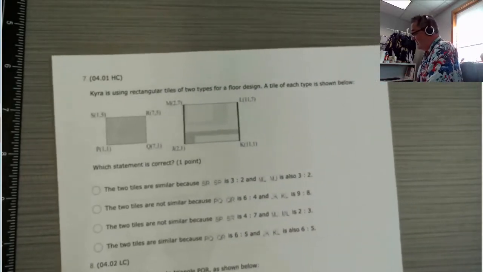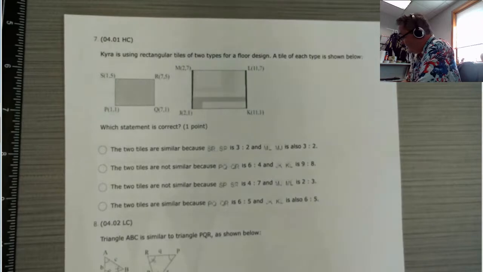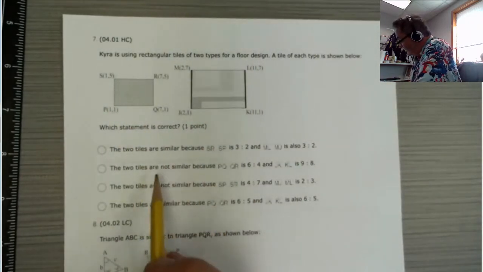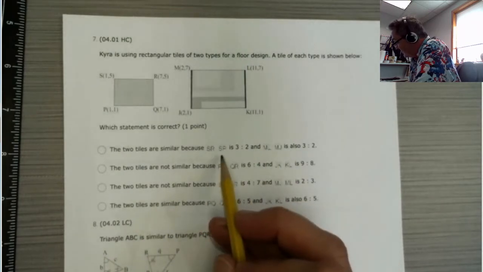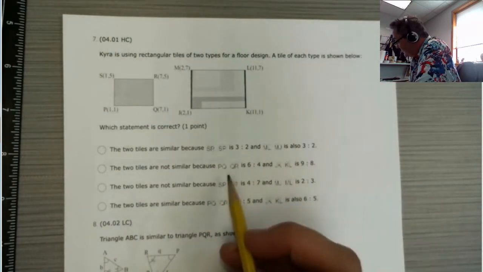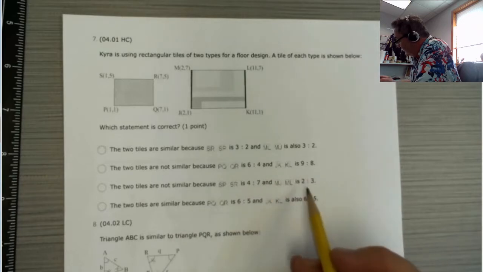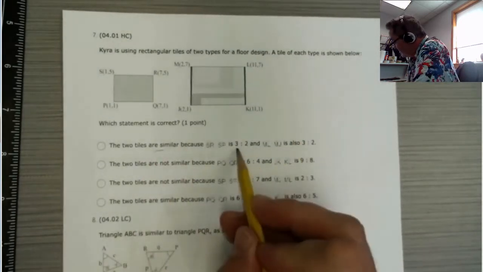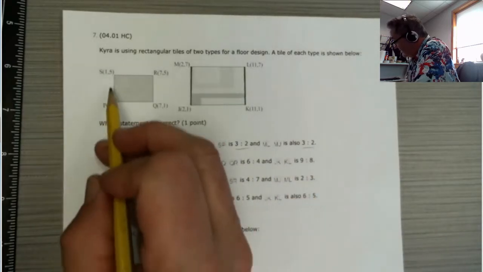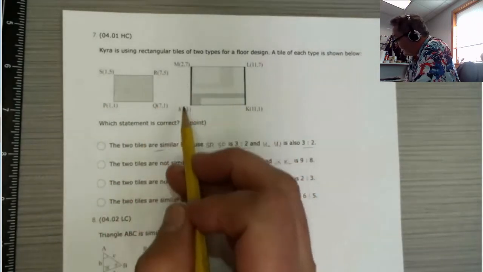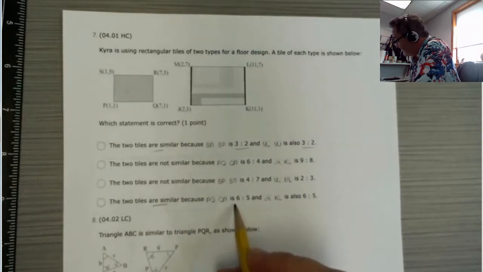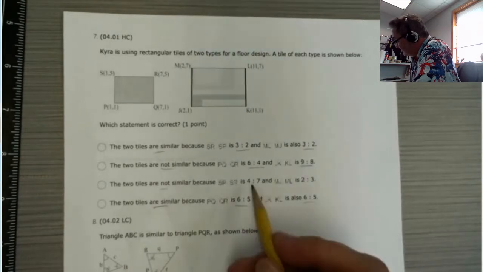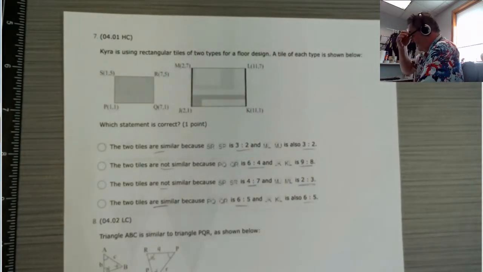Okay, number 7. Kyra's using a rectangular tile of 2 types for a floor design, and here's each shape. So we've got a plain one and then this patterned one here. Which statement's correct? They're similar or not similar because SR to SP is 3-2, and this is also 3-2, PQ to QR is 6-4, and so on. Okay, so we've got to look at this. The ones that say similar have the same ratio. If it is similar, the height and the length are going to be a similar ratio, so we've got to check to make sure those are the same. They're not similar if these are not the same. See, those are not the same ratios. So if it's a different ratio, then it is not going to work. So let's check the ratio.